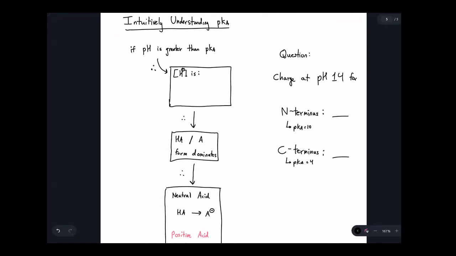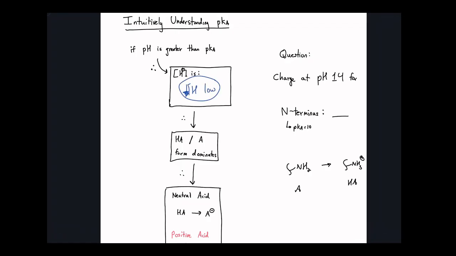Let's do the same thing, but at pH 14. Again, we need to know what that N-terminus is. We have our A form and we have our HA form. So if pH is greater than pKa, so pH is now 14, pKa of the N group is 10. That means the concentration of hydrogen is very low. If the pH is high, that means the concentration of hydrogen is low. There's not very much around. So which of these two forms is going to dominate? Well, remember, I'm going to come back to this. If the pKa was 14 and the pH is 14, then these are equal. pKa and pH would be 50-50. Since the hydrogen is low, though, the A form is going to dominate.